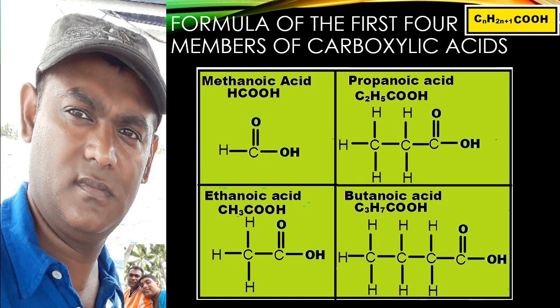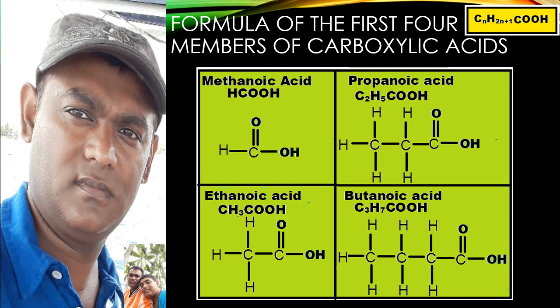The first carbon is attached to the second carbon by a single bond, and the first carbon has 3 hydrogen atoms attached to it by single bonds. And the second carbon atom contains one bond with the OH and a double bond with the oxygen atom. That is the functional group COOH. For propanoic acid, the value of n is 2. It becomes C2H5COOH. The functional group, as said before, is COOH.